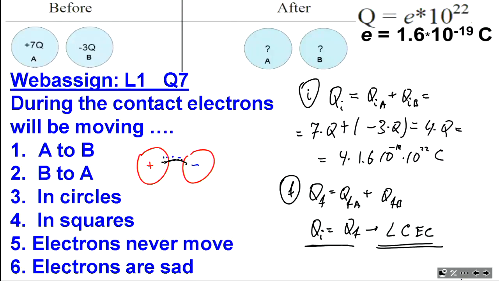But this motion can't happen forever. Eventually, it should stop. That's what we call equilibrium. Not thermal equilibrium, not mechanical. Now it's electrical equilibrium. Eventually, the electrical equilibrium will be reached, and each sphere will have a different charge. We call it Q final A, Q final B, but if we add them up together, the total number should be the same as before. That's what the law says.